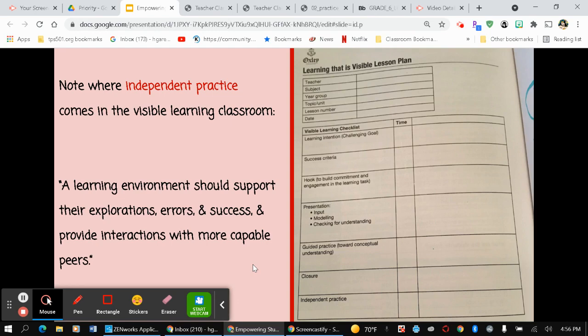This is a quote that we liked. A learning environment should support student explorations, errors, success, and provide interactions with more capable peers. Some people get worried that learning intentions are going to rob students of the inquiry that they could have in certain content areas. It's certainly a concern. But we wanted to let you know that learning intentions can be written in a way that you're not going to give the outcome.